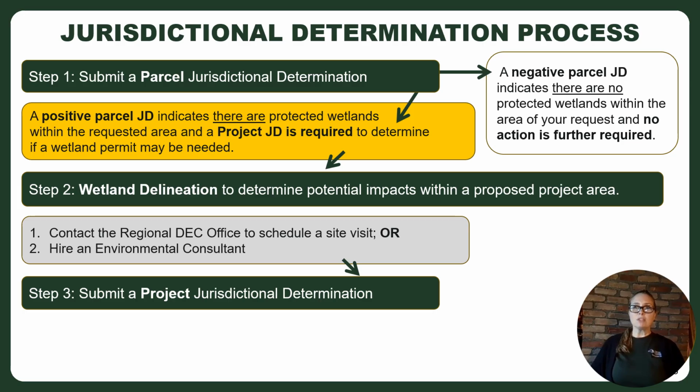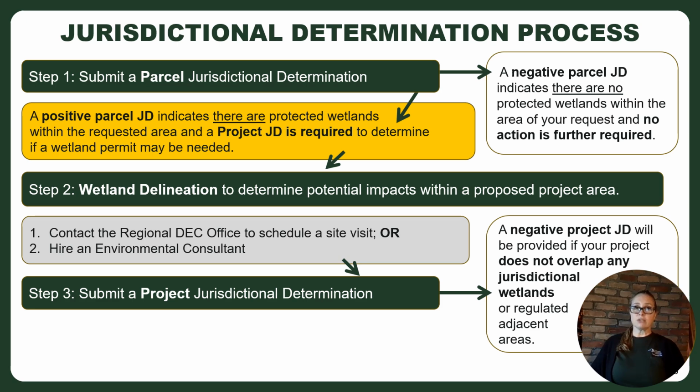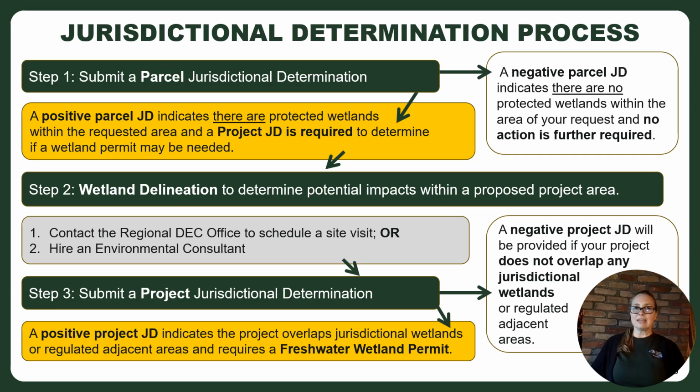Finally, step 3. Once wetland boundaries are confirmed, then you can proceed with your project planning and will need to submit a project JD. This determines if a project requires a standard Article 24 permit or a general Article 24 permit. This is for when you have a proposed activity in mind. It determines whether you need a permit for that activity within regulated areas. So if your project doesn't overlap with any wetland or adjacent areas, you can request a negative project JD from your region. However, if it does, you'll need to apply for a permit. Remember, if your project plans change after a project JD has been issued, you'll need to inform DEC to ensure you're still in compliance. So it's best to keep DEC in the loop.